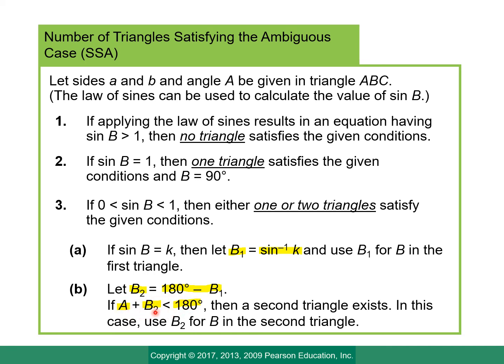A plus B2 plus C, you're missing C. If this is less than 180, then there's room for C to exist. If you add up your given angle A and your found angle B2, and it's more than 180, that's going to fail. There's no triangle where the angles add up to more than 180. So if A plus B2 is more than 180, then you don't have a second triangle; you really only have one. That's why it's one or two triangles in this case.